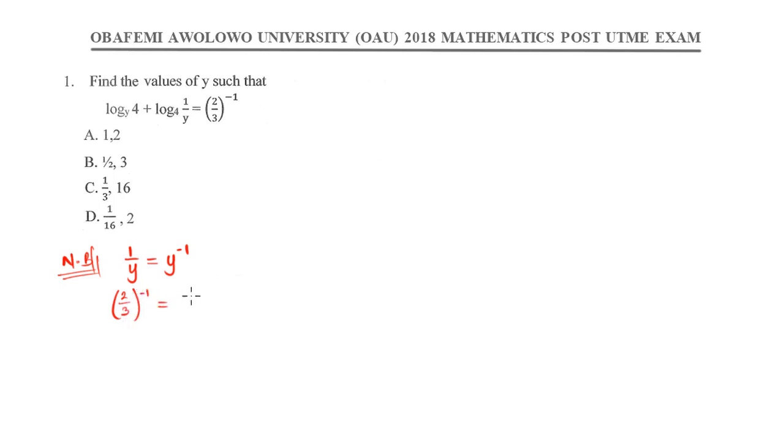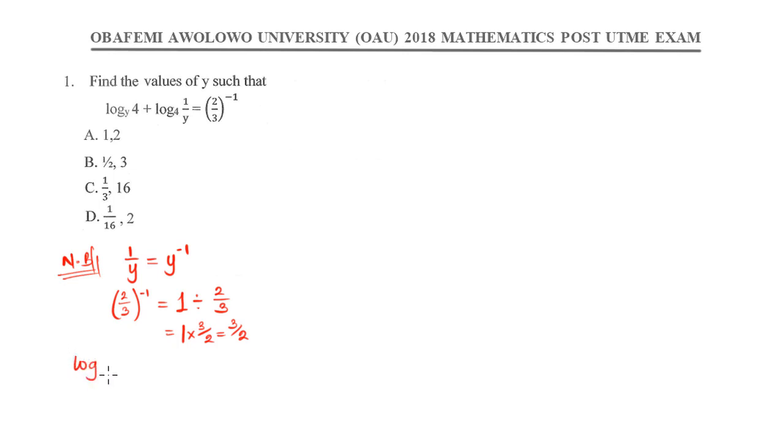Then when we also have 2 over 3 raised to power minus 1, that means it is 1 divided by 2 over 3. And if you are to express that, that will be 1 multiplied by 3 over 2, which is equal to 3 over 2. So our right-hand side is going to be 3 over 2.